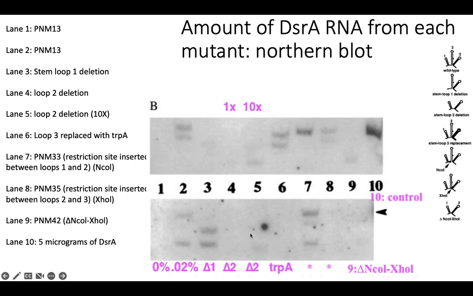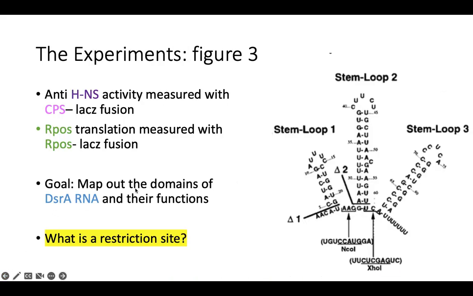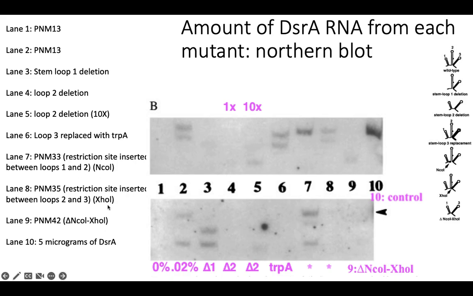So over here on number 6, what they've done is replace stem loop 3 with trpA. That's just a different transcription terminator. Pretty much does the same function as what loop 3 does here. Now when we look at lanes 7 and 8, that's just where we've inserted our restriction sites, and I'll show you on the larger image. Here is the XhoI restriction site, and here is the other restriction site. So that's what those refer to.